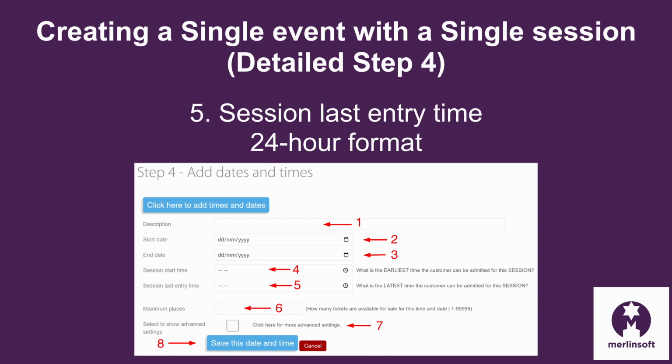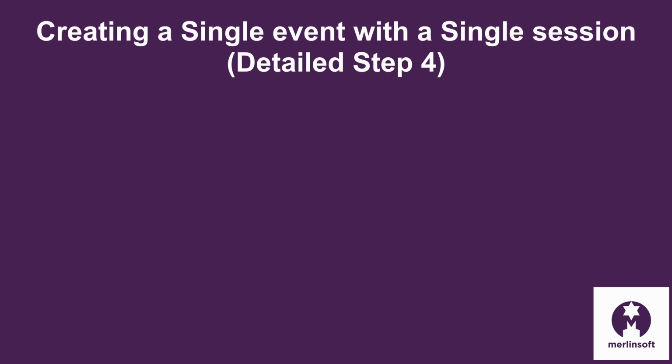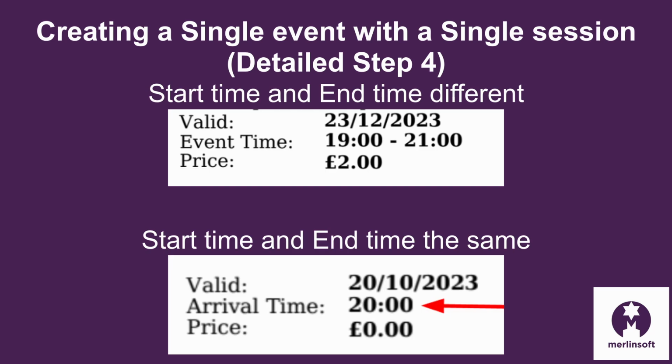5. Session last entry time. Enter the time for the last entry to your event. You can either type the time or select it using the clock icon. Extra time information. If your start time is different from your end time, both times will be displayed on the ticket. If you enter the same time in both fields for start and end, then only an arrival time will be displayed on the ticket, with just one time shown.